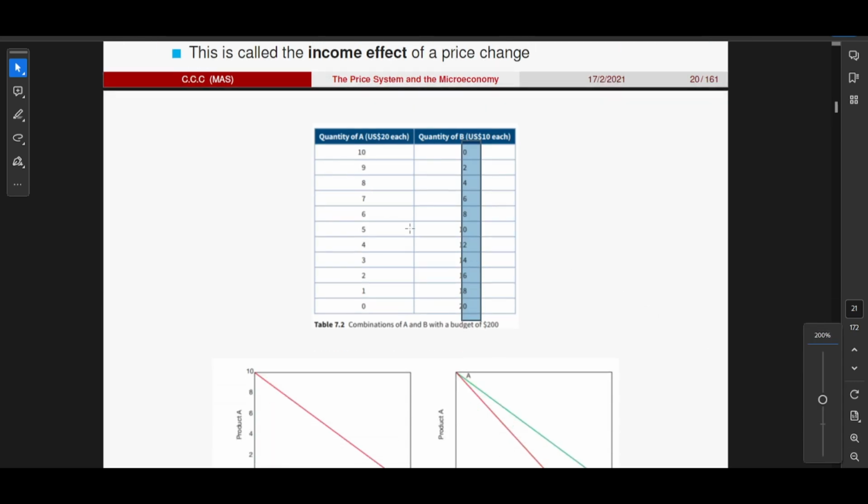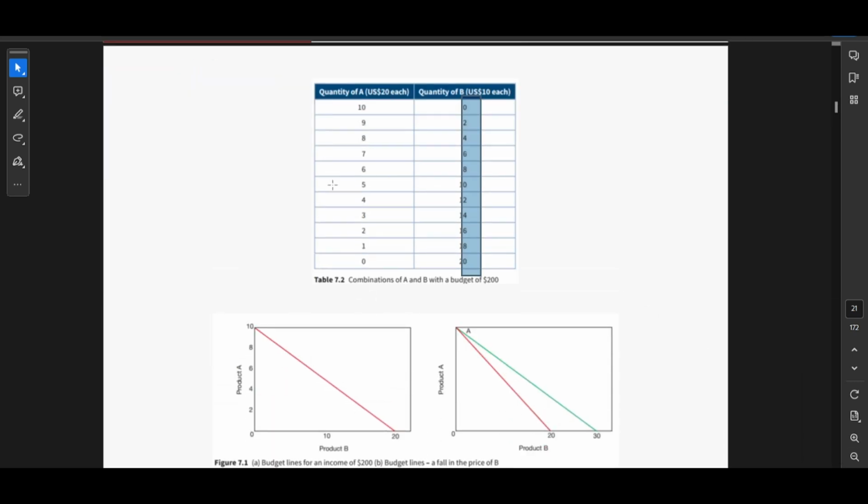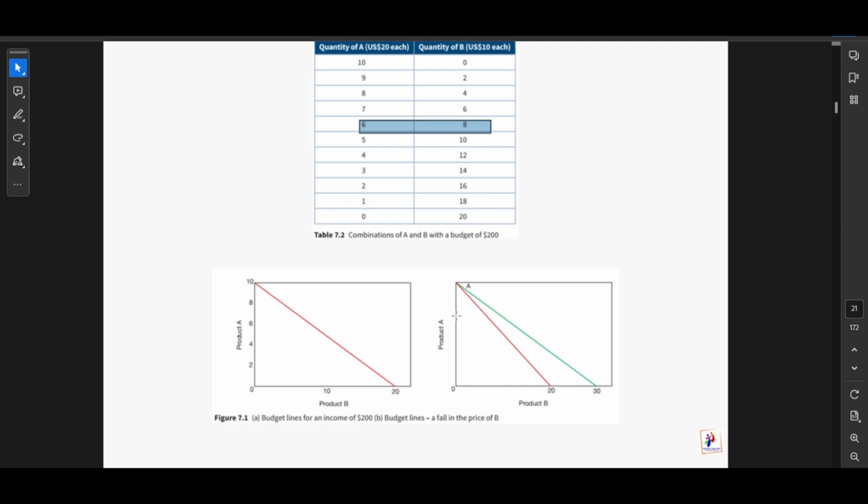We can basically graph this, and what we get is this budget line. So what we're saying is, if this person buys 10 products, this would come up to the $200. They can buy 0 of B, right? And if they buy 20 of B, they can buy 0 of A. At any point along this combination is the maximum they can buy. So if they choose to buy 6A, then they can buy 6B in return. That's basically what the line is showing us, right?